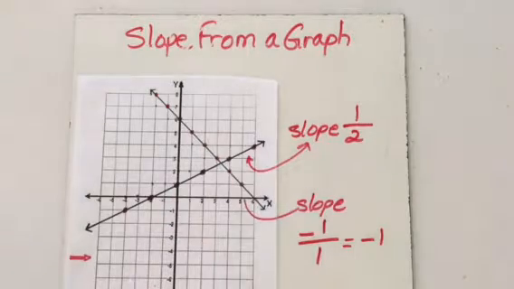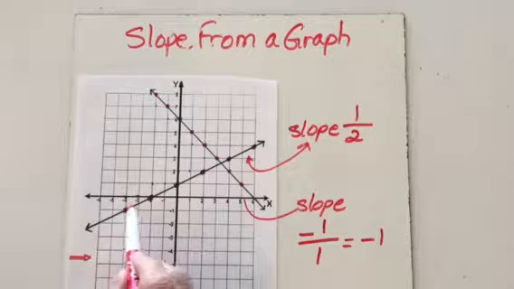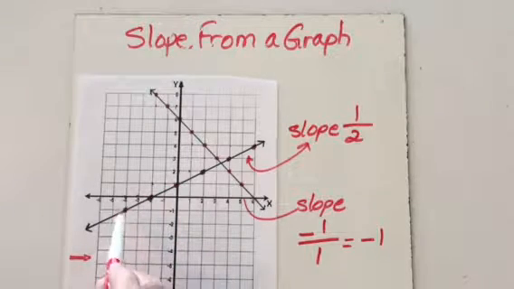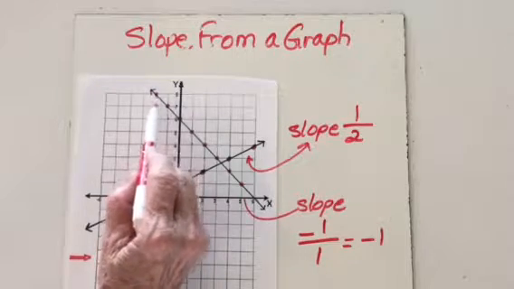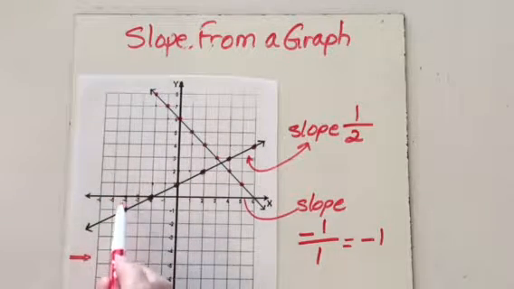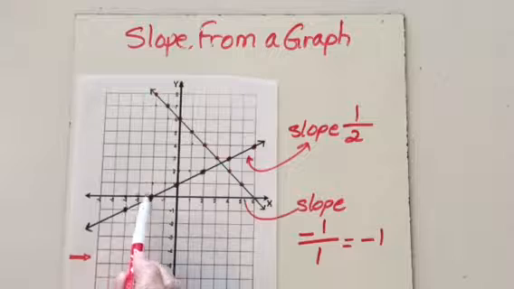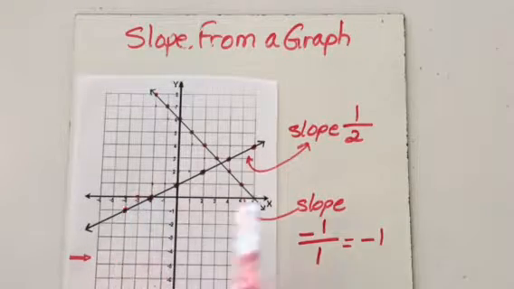So to read a slope from a graph, I have to find where the line goes through 4 points. And the first thing I say is either how far up, or in this case, how far down. So we do the up and down first, and then how far over. And that's the slope.